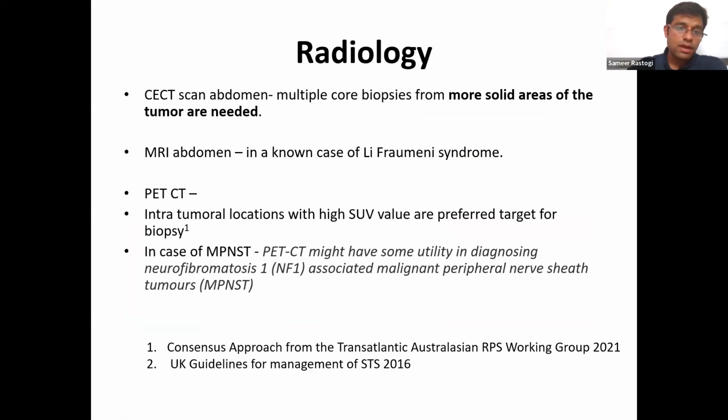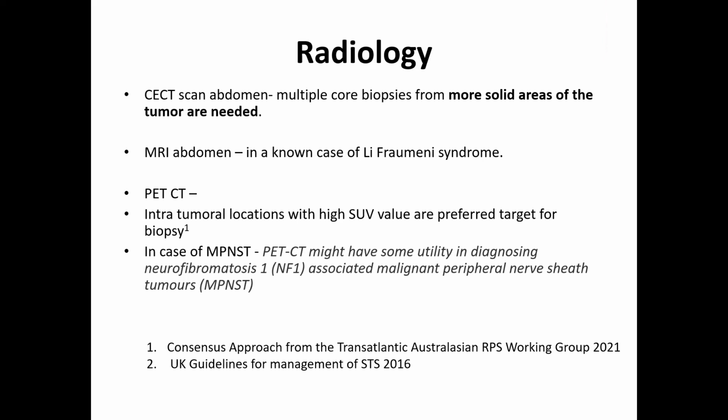Another thing is that MRI is preferred if we are following a patient with Li-Fraumeni syndrome. As we all know, they should not be exposed to radiation, and the Toronto Protocol explicitly says that whole body MRI should be done. Nowadays PET-CT is readily available, so how do we use PET-CT in retroperitoneal sarcomas? For biopsy, just like in CT scan, we search for more solid areas, and here we look for areas with high SUV uptake, because they might be areas of dedifferentiation.